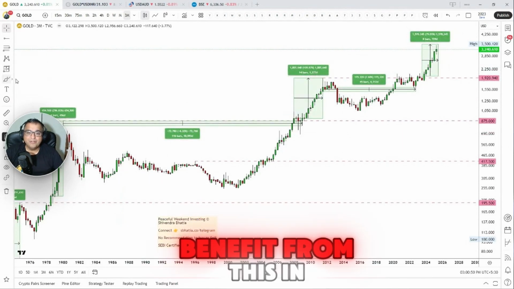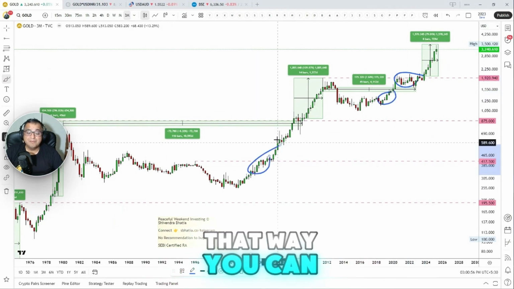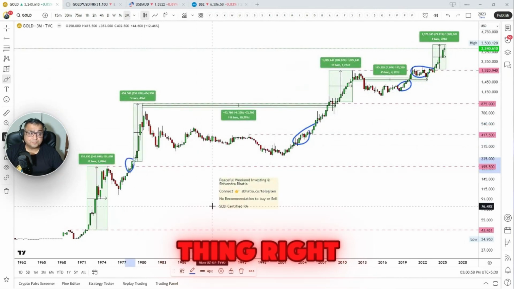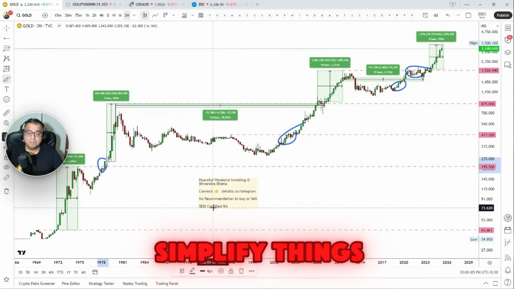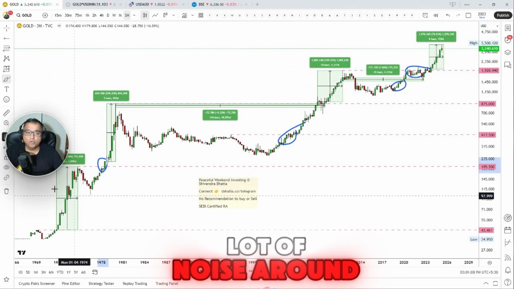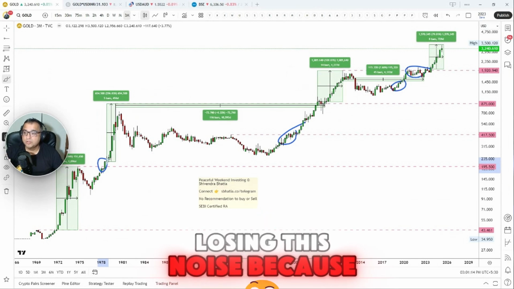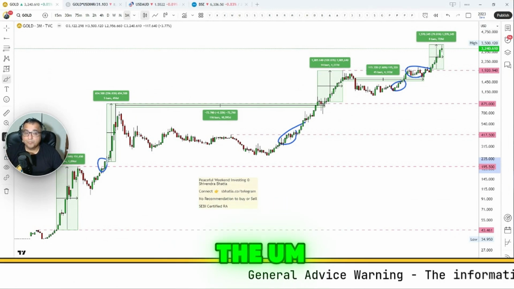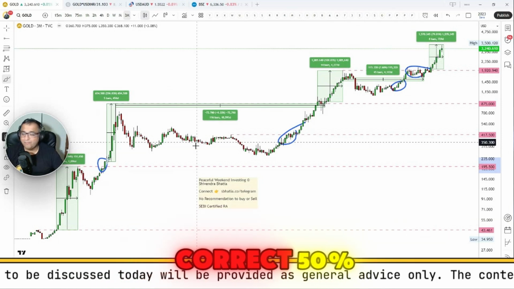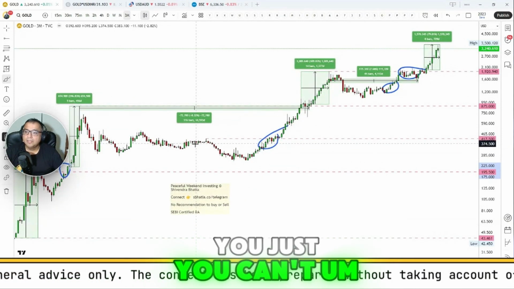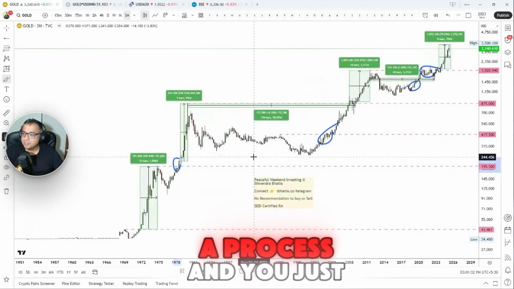And if you can benefit from this in these kinds of periods, if you know how to take breakouts, that's where you can benefit from this whole thing, right? And that's what I keep telling my peaceful weekend investor community: you just have to simplify things. People are putting a lot of noise around it, and they get lost in this noise, because when you see all the media channels talking about gold has gone up, like it's going to go 10 lakhs or 10,000 or whatever, not price, it will correct 50%. You can't work with that, because at the end of the day, you have to have a process, and you just follow that.